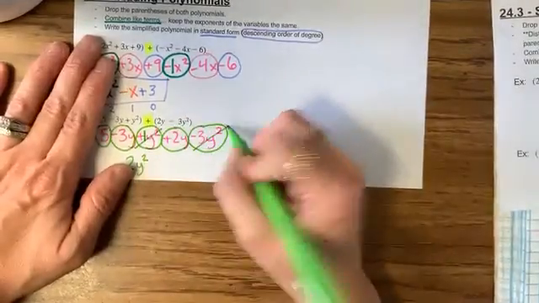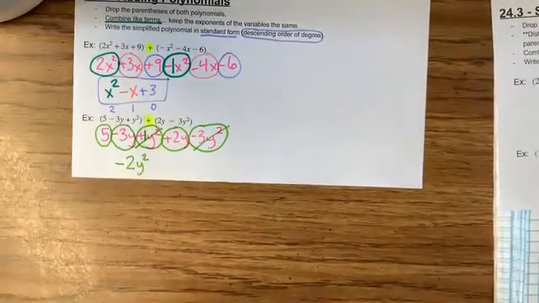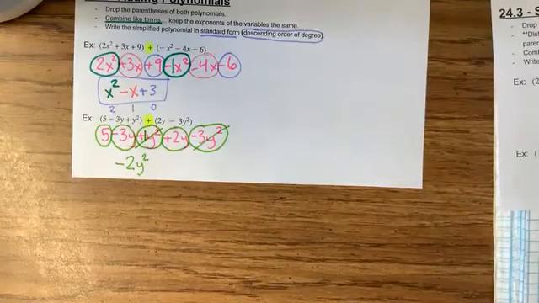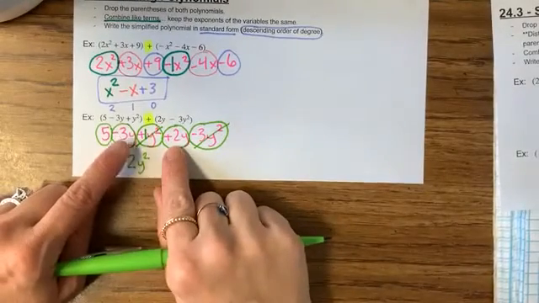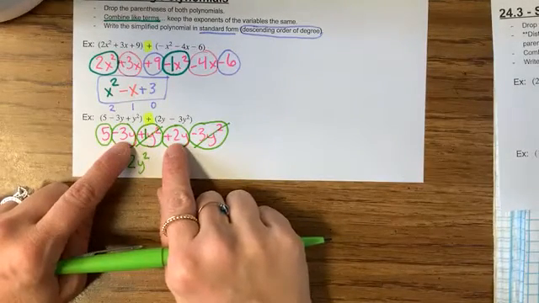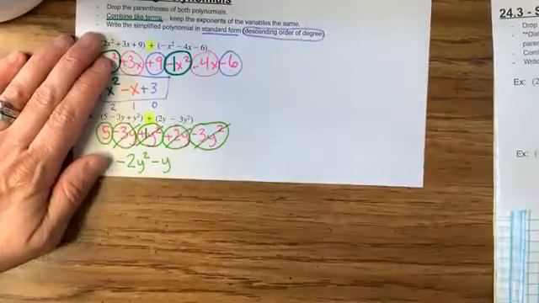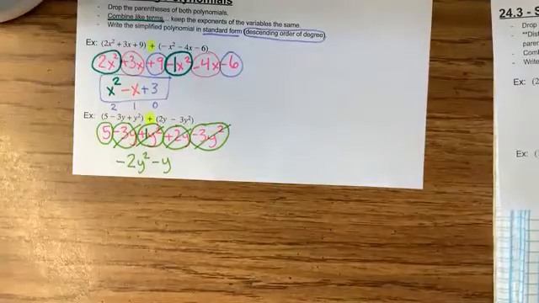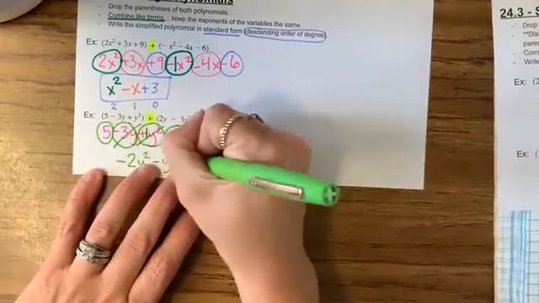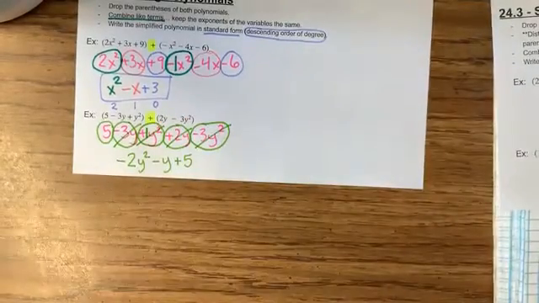Okay, and then I'll just cross them out like that. All right, I've combined those up. The next ones are going to be my y's. What's negative 3 plus 2? Negative 1, so a minus y. I've taken care of those. And then just plus 5. If you can't combine it, just put it at the end.